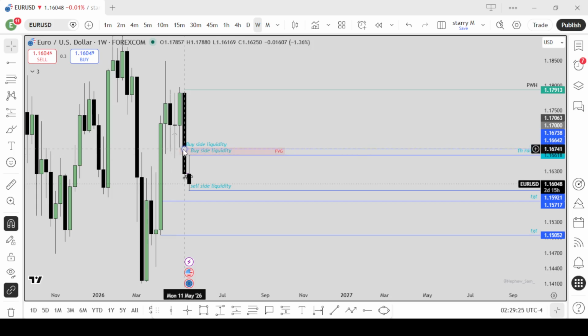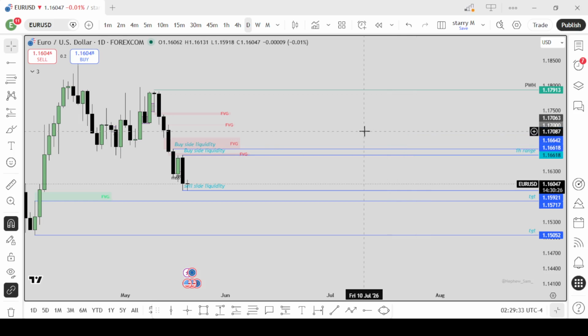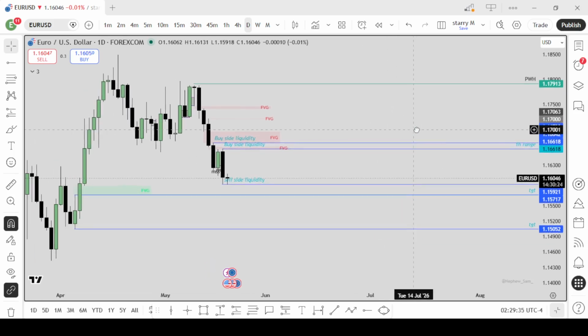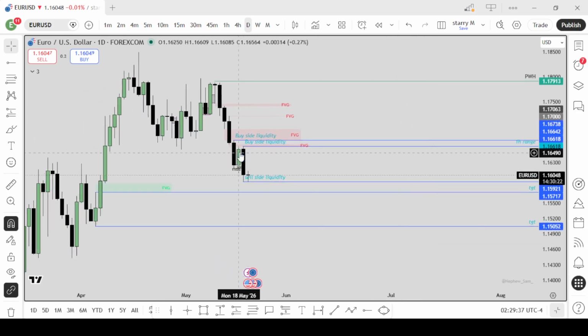So on the weekly, we are currently bearish. This week we are anticipating a bearish move. And on the daily, we are currently very bearish as well. Yesterday we mitigated this small fair value gap, and now we are headed downwards as well.